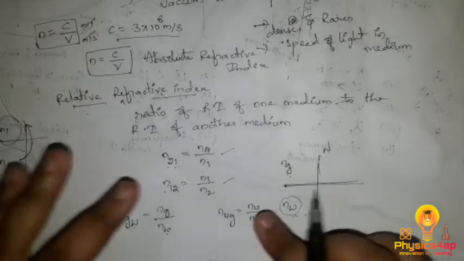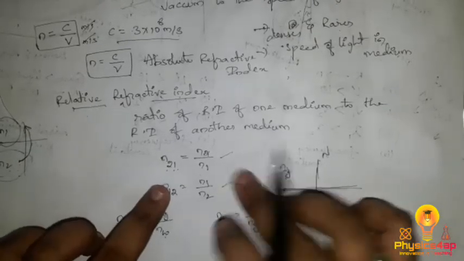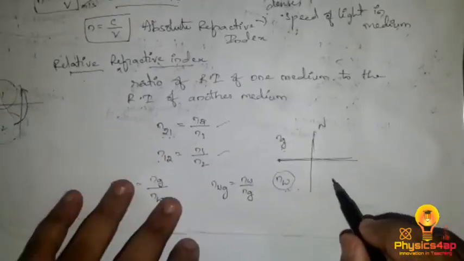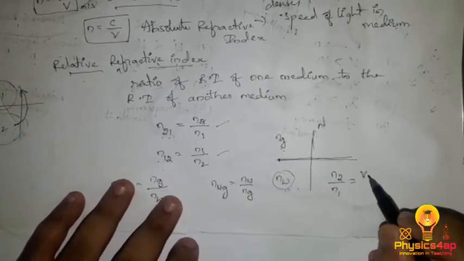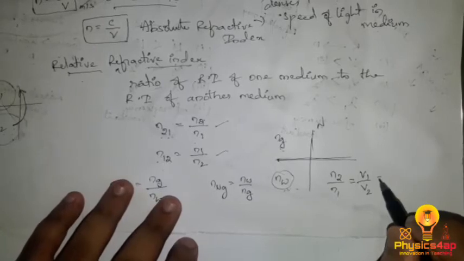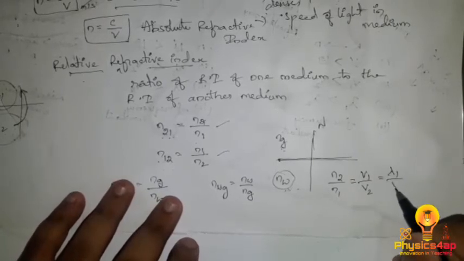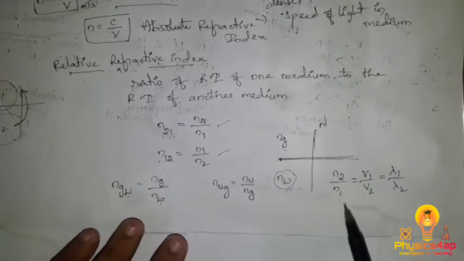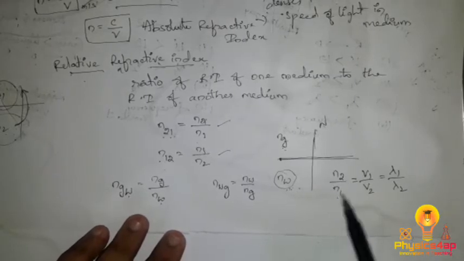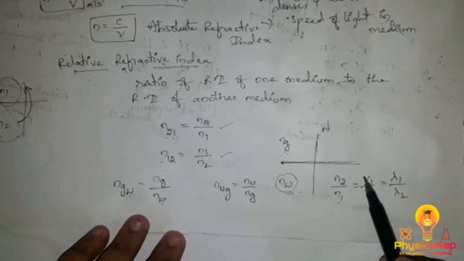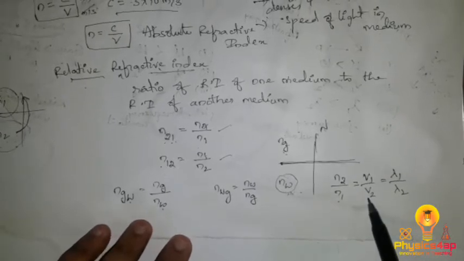So here we have another formula also, that is n2 by n1. n2 by n1 can also be written as v1 by v2, or also can be written as lambda1 by lambda2. That is, the refractive index of the second medium to the refractive index of the first medium is equal to the velocity in the first medium by the velocity in the second medium.